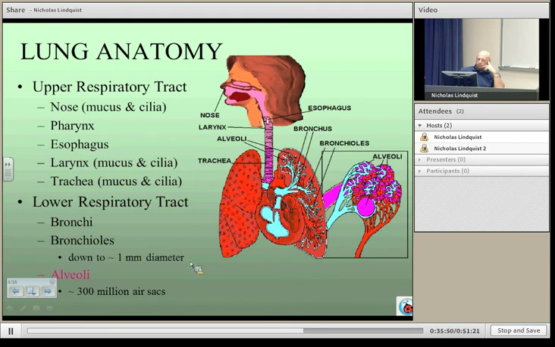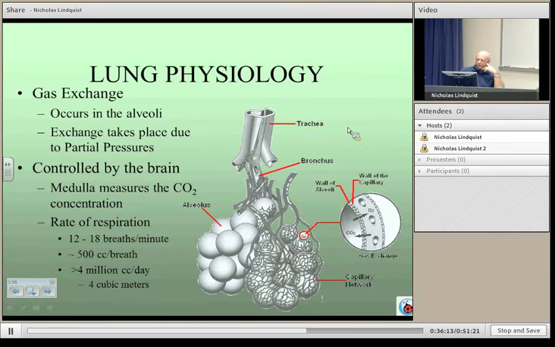Once it's in there, it's going to be picked up in the blood system and carried throughout the body. Likewise, when the partial pressure of carbon dioxide in the blood gets high, it diffuses into the alveoli sac area, where it can be exported out of the body through exhalation. This whole mechanism is controlled by the brain. The medulla measures the carbon dioxide concentration and will correspond with the breathing rate to exchange that gas and bring in fresh oxygen. Typically, our respiration rate is 12 to 18 breaths per minute. That'll vary from individual to individual. We take in approximately 500 milliliters or cc's of breath, and during the course of the day, we take in about 4 million cc's or 4 cubic meters of air.